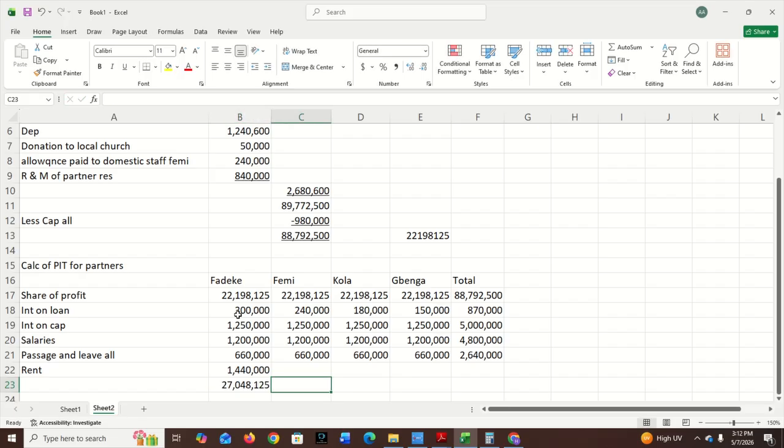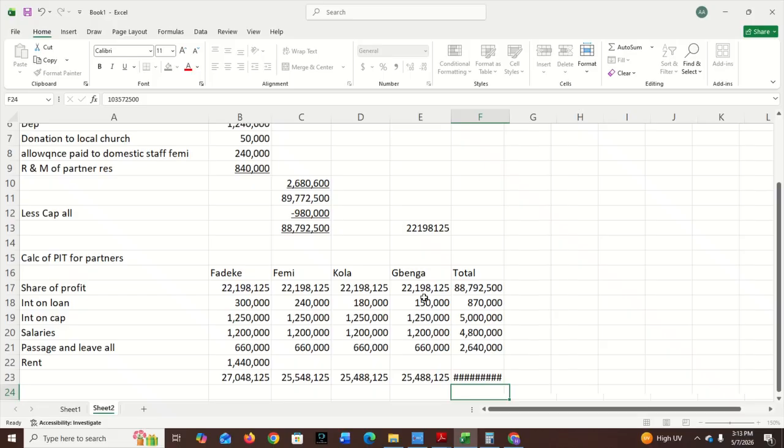Okay. So then for this guy, how much is Femi? Femi is 25,548,125. Okay. For Kola is how much? 25,488,125. Okay. Then Benga, how much is Benga's one? Benga's one is 25,458,125. Then let's add up. How much is this in total? It's giving me 103,572,500. Great. So please, this is it.